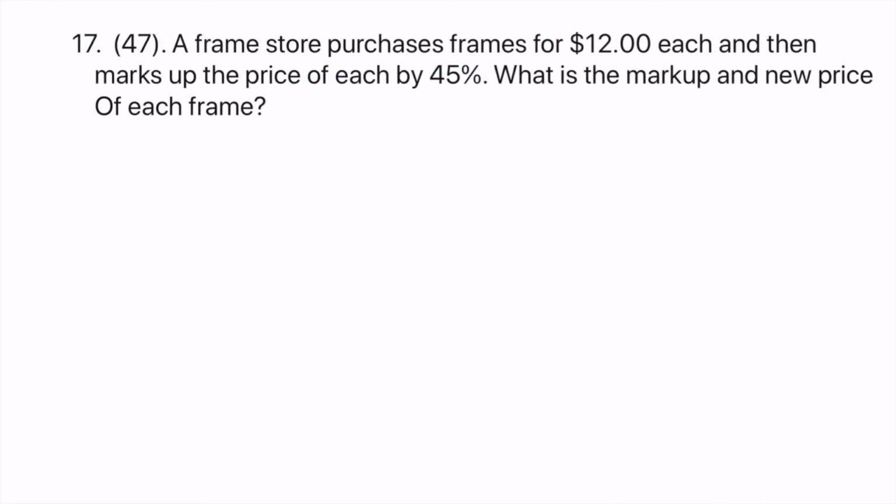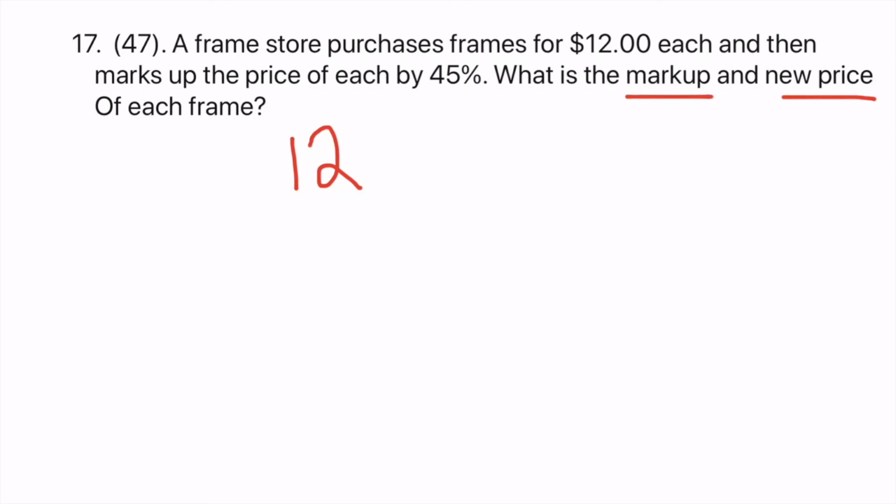Number 17, a frame store purchases frames for $12 each and then marks up the price of each by 45%. What is the markup and the new price of each frame? So let's find the markup first. The markup is pretty simple to find. You take the number you're starting with, which is 12, and they marked it up by 45%. So you need to find out what is 45% of 12. So that's a multiplication problem.